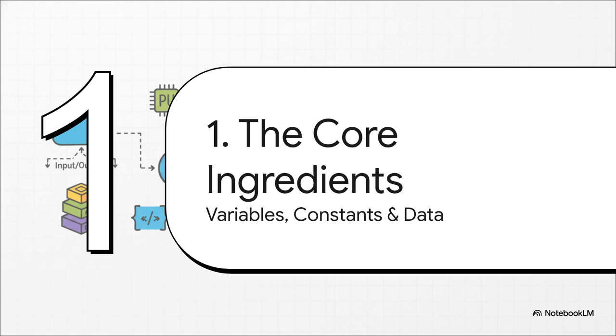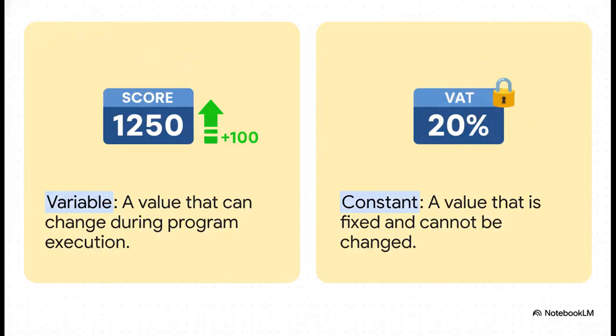Look, at the heart of any program you write is data. But to actually use that data, you need places to put it, containers to hold it. And that's exactly where we're going to start. Okay, the first two tools out of the box are variables and constants. Just think of them as named containers for your data. The real skill here, and what you'll be tested on, is knowing when to use each one.